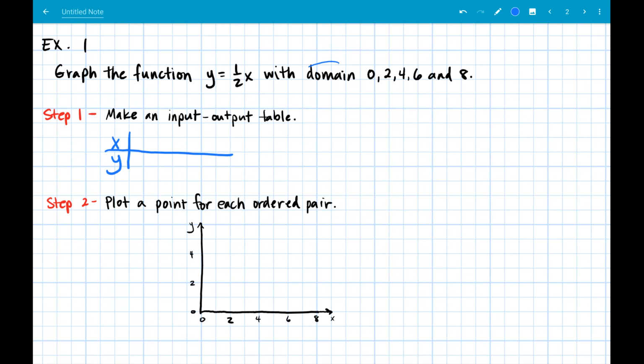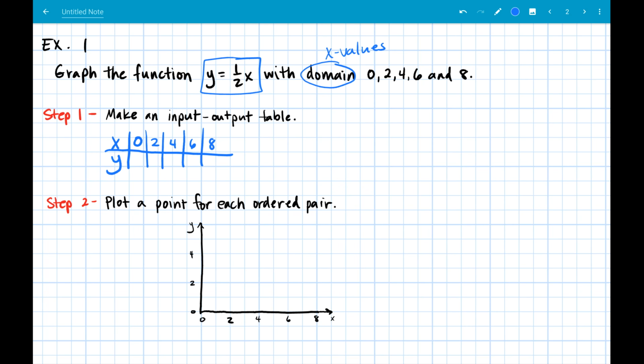So I'm going to make a table of my x's and my y's separately, just like this. Now, the domain that they gave us here gives our x values. So they just told me what to put in my table for my x's. So I have 0, 2, 4, 6, and 8. Now, in order to solve for the y values, or the outputs, I need to plug each of these x values that they give me into x in the equation right here.